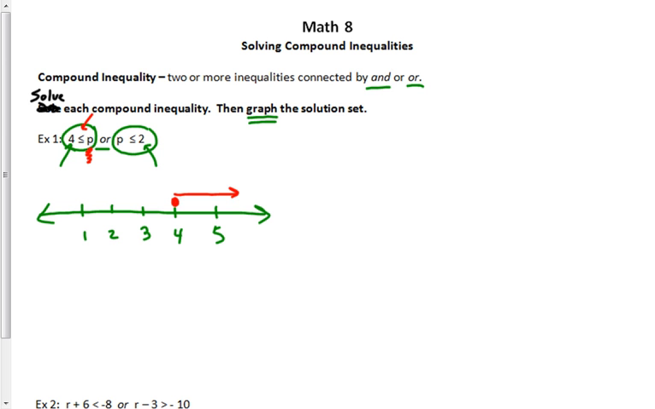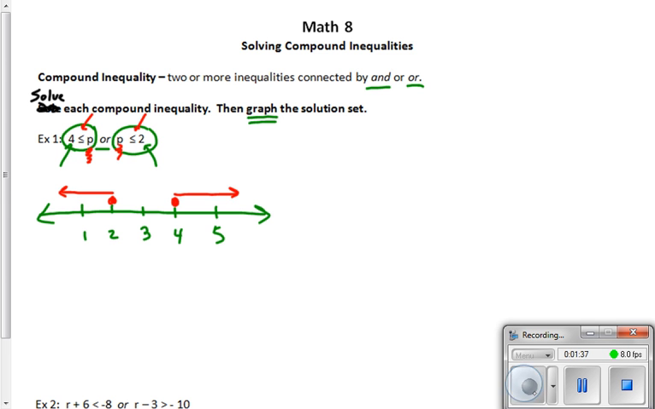Next one, p is less than or equal to 2. Again, the alligator mouth here is eating the bigger number. P is not bigger, so you would have a closed circle on 2, and p is less than, so the arrow is going to go to the left. And there would be example 1 graphed.